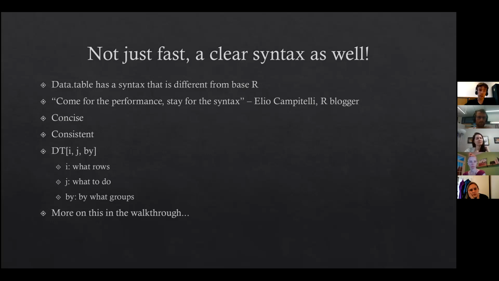Its main trait is that it's very concise. So you type less, you write less. And it's very consistent. So there's always the same order of operations, essentially, which can be summarized as you can see here: i, j, by. i is what rows do you want to do something, j is what do you want to do, and by is by what groups. We will work more on this in the walkthrough, of course.